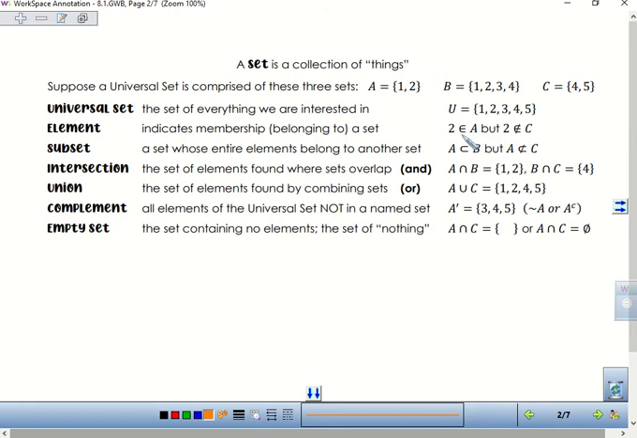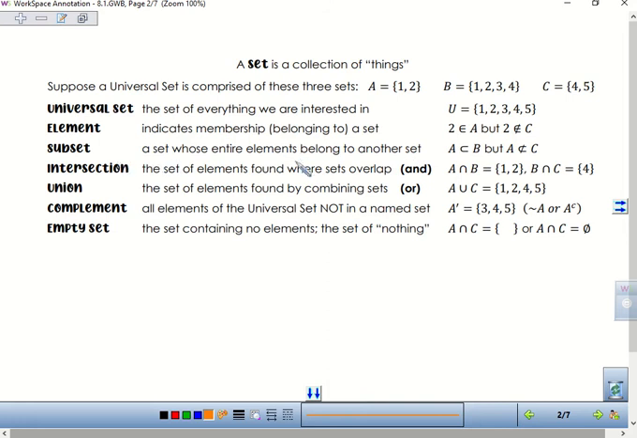An element indicates the membership or belonging to of a set. So we use this little symbol. It kind of looks like an E. So 2 is in the set A, but it's not in the set C. Does everybody see why that's true? So 2 is in set A, but is not in set C. We use a little slash to indicate that it's not in that set.